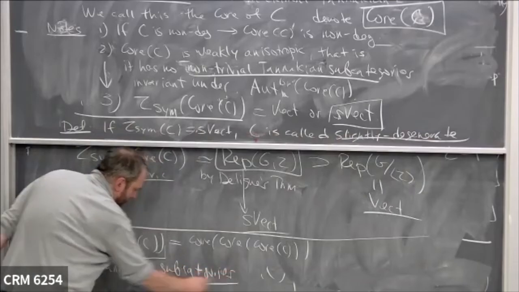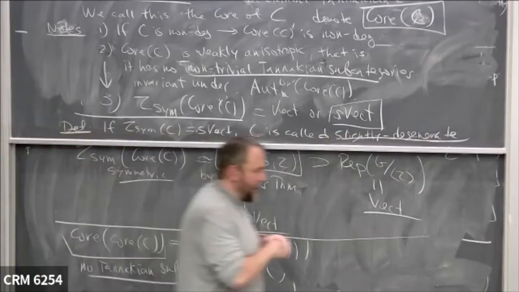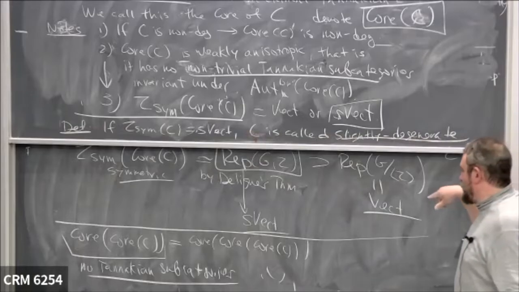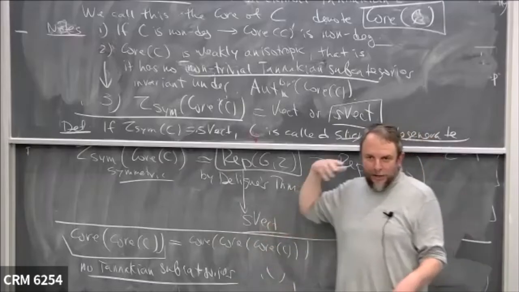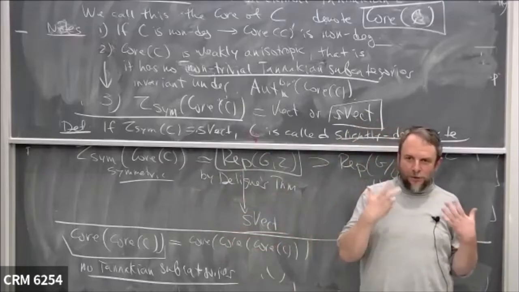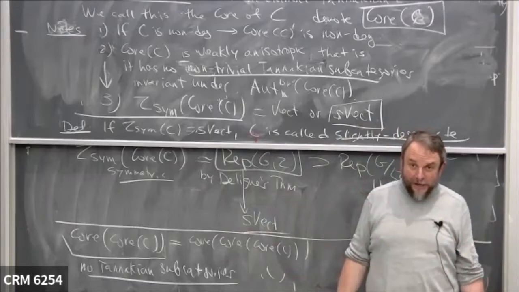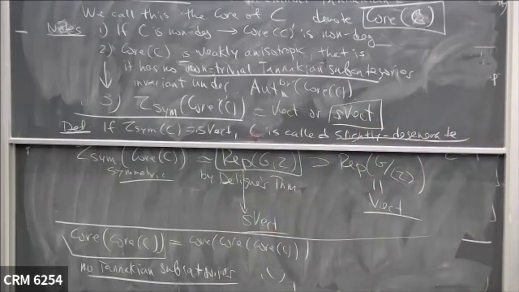So my plan for the next lecture would be to go in the opposite direction. Let's say you know what the core of the category looks like. How can we reconstruct the whole category out of this? This procedure is called gauging. I'll talk about it tomorrow in the morning.